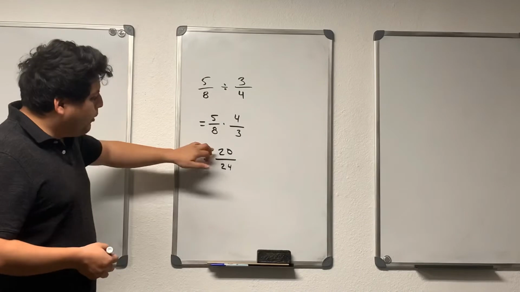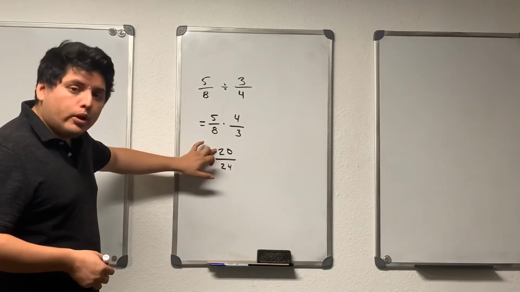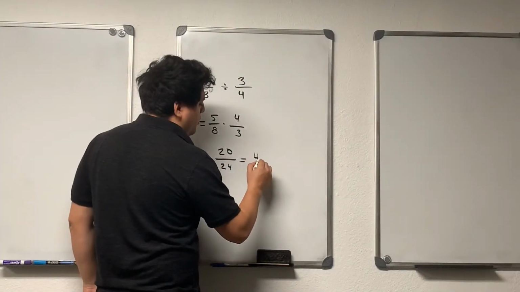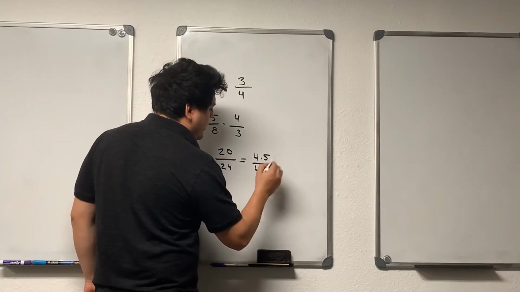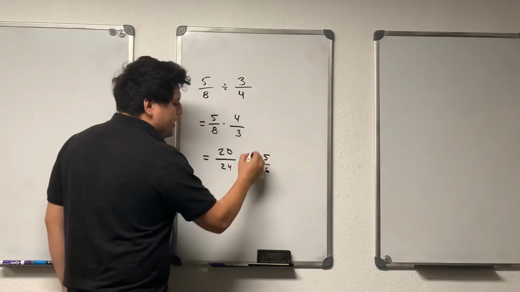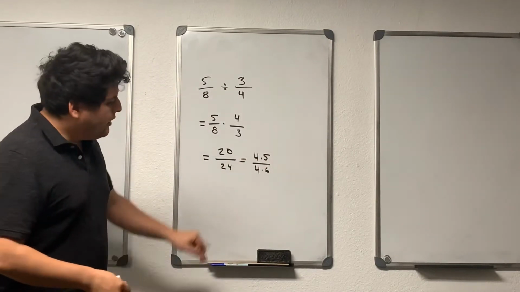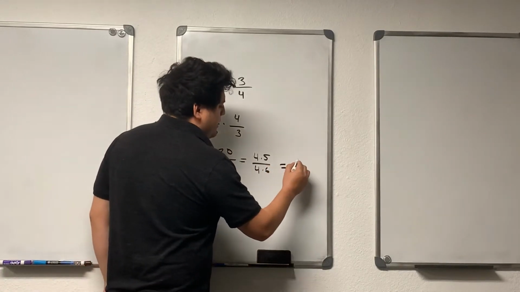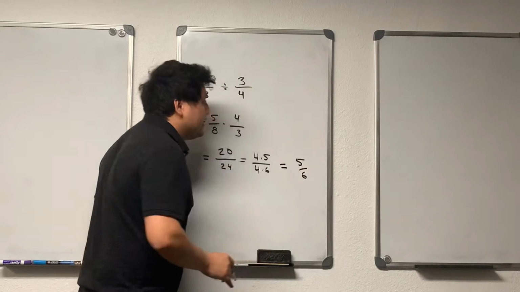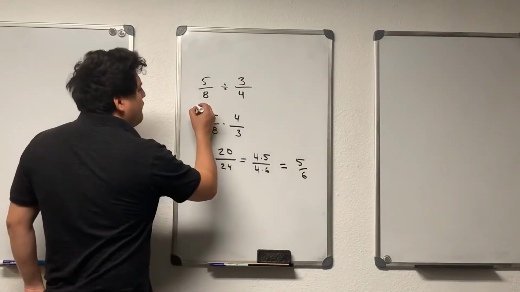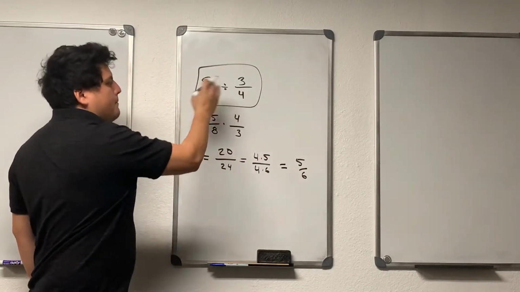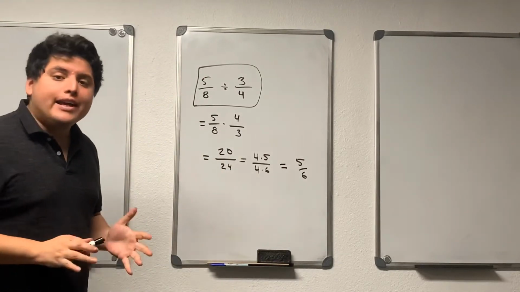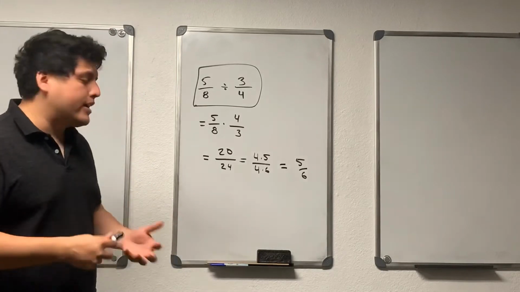Technically, both of these two numbers right here, both 20 and 24, can be divided by 4. This is the same as saying 4 times 5 over 4 times 6. Notice the 4's cancel each other out. 4 divided by 4 is just 1. So your fraction is just 5 over 6. The division of 5/8 divided by 3/4 is just 5/6. And there you have it. That is how we divide fractions.